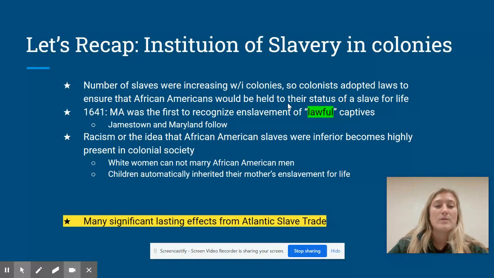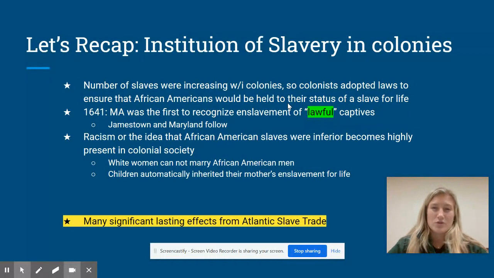In 1641, we see that Massachusetts was actually the first to recognize enslavement of lawful captives, and that's a key word there, lawful captive. So by law, as the colonists established, the slaves become property owned by the colonists. Jamestown and Maryland shortly followed.